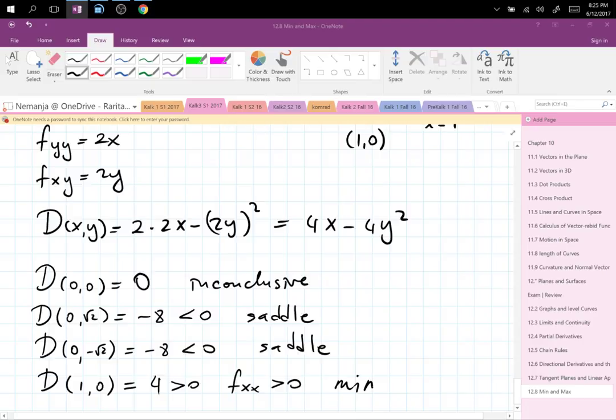When I was in Calc 3, I just remembered, hey, looking for a minimum, both larger than 0. Larger, it's a minimum. And because we use larger for the minimum, the less than is the saddle. Whatever way you want to remember it.